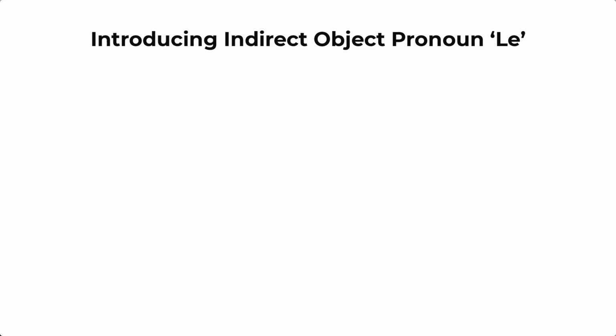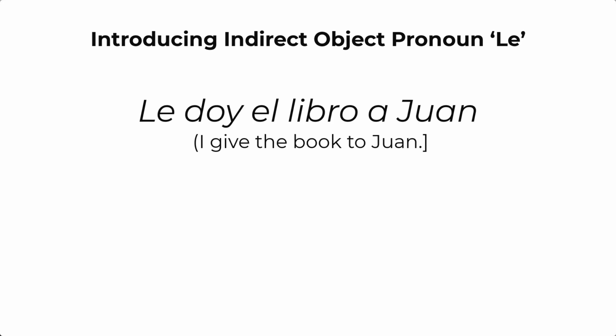Now let's talk about le, which is an indirect object pronoun. Now this replaces the person who receives the action rather than the object itself. Let's see it in context. So imagine you're giving a book to your friend Juan. You would say, le doy el libro a Juan. I give the book to Juan. Here, Juan isn't the book, he's a recipient of the action, and that's why we use le.